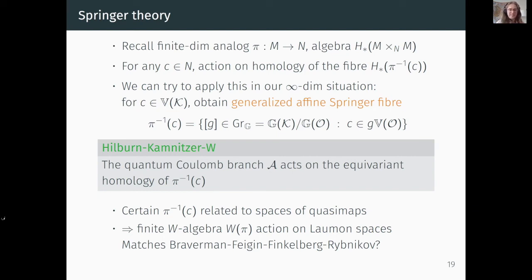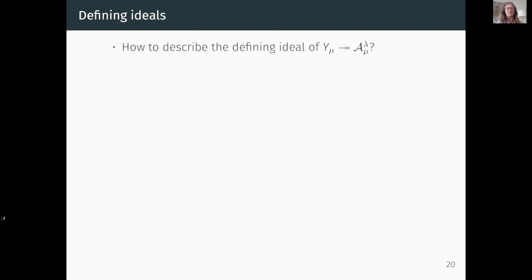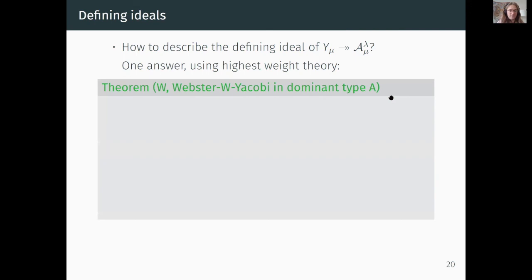I have one more slide, which is just a little different direction. This goes back to a question that Erhard asked near the beginning, which is, how do you describe the kernel of this map? Again, there's some shifted Yangian, an explicitly presented thing, and this kind of complicated definition of a Coulomb branch algebra. Well, here's one answer using highest weight theory. It's a theorem, proved with a collaborator, and we also proved a version of this in type A for W algebras, but with very different proofs.